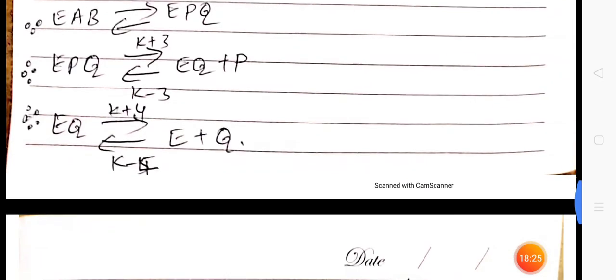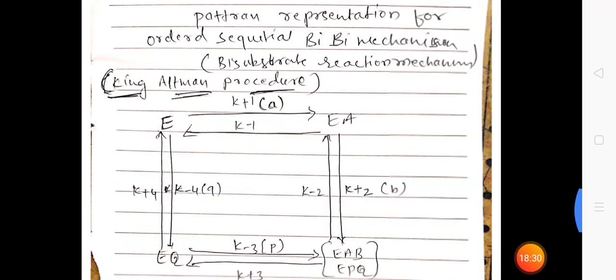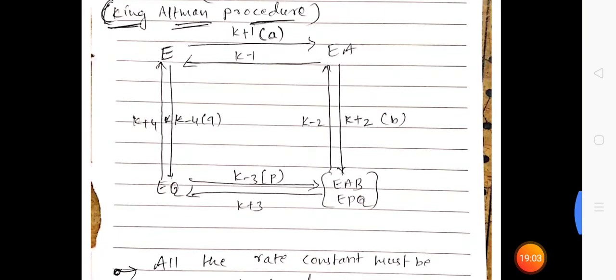So this equation can be rewritten in the pattern representation for the ordered sequential reaction mechanism in the King-Altman procedure. You can see it this way also. Enzyme, with forward reaction K plus 1 times A, the substrate concentration, forms EA, a reversible reaction with K minus 1. Again downward, they bind the second substrate, K plus 2, depending on the substrate concentration B, to form EAB, where the reactions take place, and they form a complex, EPQ.